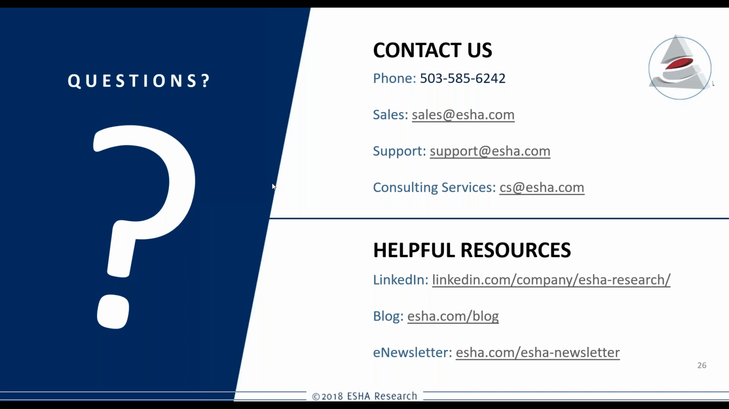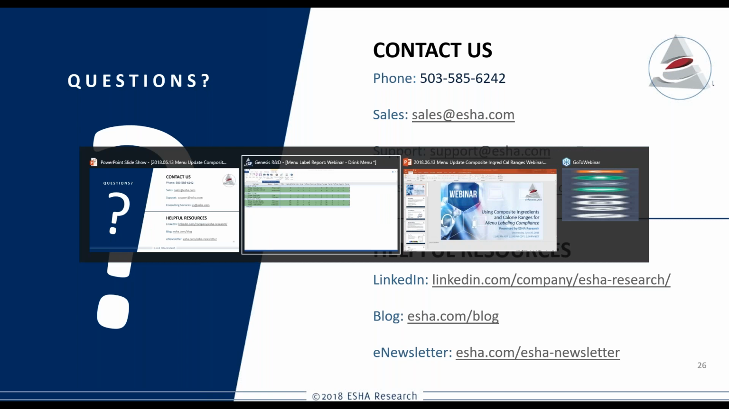Question number 2, we use Genesis, but we're feeling a step behind in the menu labeling process. How can we get help? We are here to help, but if you do need to get up to speed with Genesis, you might consider training. We have the general sessions, and again, we can also provide more customized training with a focus on the menu labeling. So you can contact our training team to discuss more options. They can be reached at training@esha.com. And we do have consulting services, so if you needed help with an organization plan, specific projects, or actually the analysis of any of your menu items, you can reach out to our consulting services at cs@esha.com.